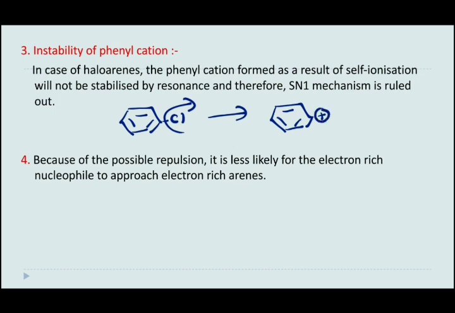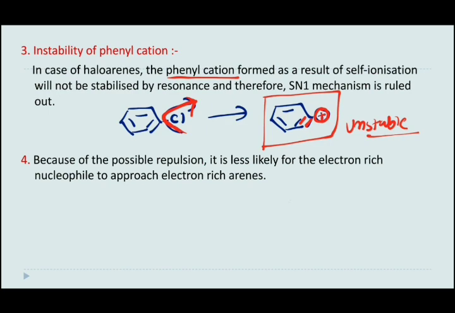Now this carbocation is very unstable. Why? Because it is present on the more electronegative sp2 hybridized carbon atom, and it is also not stabilized by resonance. So this carbocation is unstable. That's why the leaving group will not like to leave this phenyl ring. So the third factor is the instability of the phenyl cation.